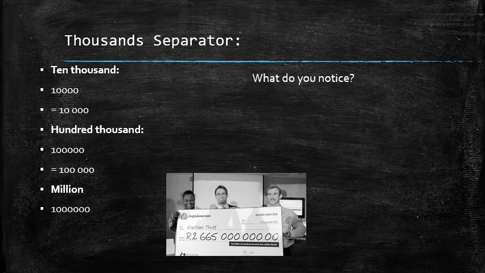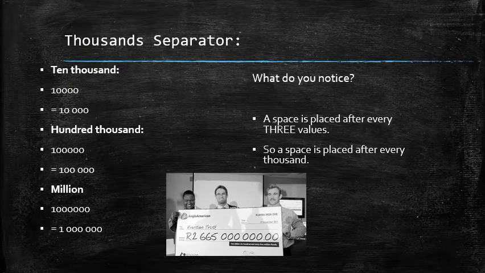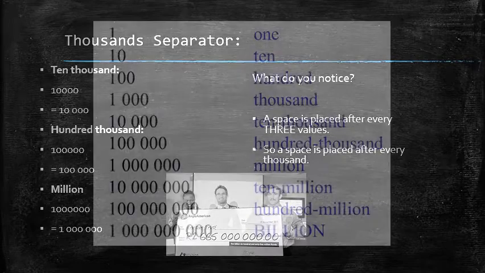If we write a million, it's 1 and 6 zeros. And then you can see where the spaces go. So what you should notice is that there's normally a space after every 3 values, and that's why it's called a thousand separator. So therefore the space is placed after every 1,000.